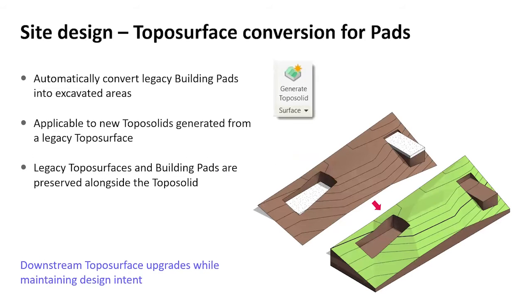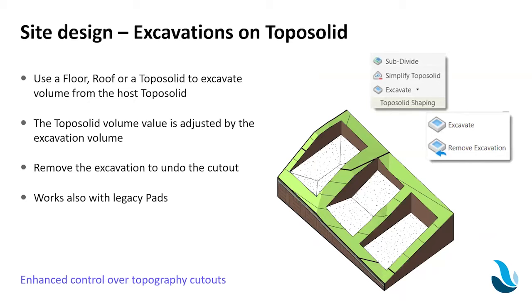Topo solids. I mentioned Topo solids. So now you can create a Topo solid from a surface, and Revit will maintain the excavations. So in the past, we would create an excavation by using the pad. When those Topo surfaces are turned into Topo solids, we're preserving those. So some really cool features happening in the Topo solid world. As I mentioned, excavations. So create a Topo solid in Revit, and I'll be able to create an excavation, add or remove excavations. Let's jump into Revit and take a look at that one as well.